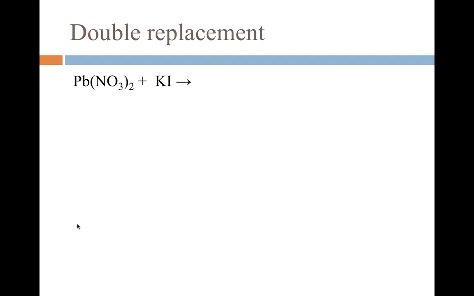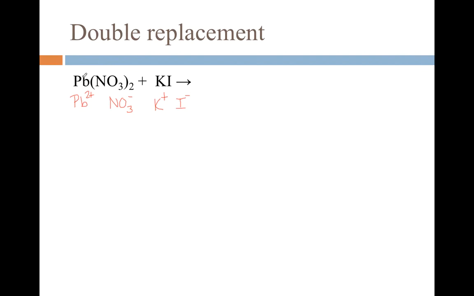For example, if I have lead 2 nitrate plus potassium iodide, I'm going to have my lead 2 ions, my nitrate ions, my potassium ions and my iodide ions in solution, and my cations are going to swap places. So let's look at the ions I actually have here. This is lead 2, so Pb2+. Then I have nitrate ions, NO3-. These are potassium ions, and these are iodide ions.